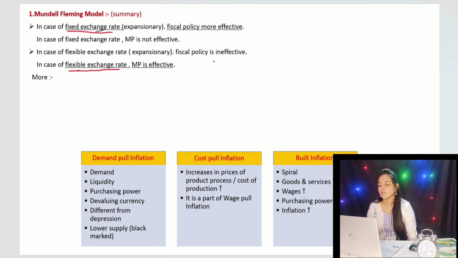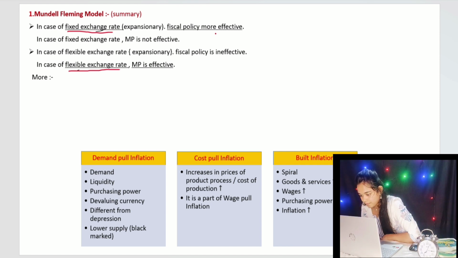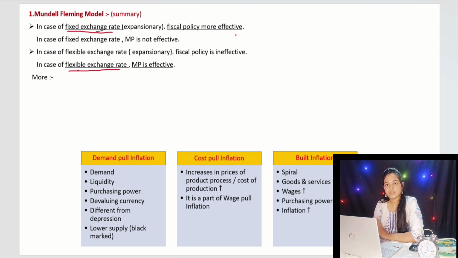Fine. Key term you can remember: pegged, fixed exchange rate system to another currency. Okay, float means allowing the exchange rate to fluctuate. Fine. Fixed exchange rate is an exchange rate that is fixed by the authority or the central bank, and flexible exchange rate is an exchange rate that is determined by market forces. Got it?